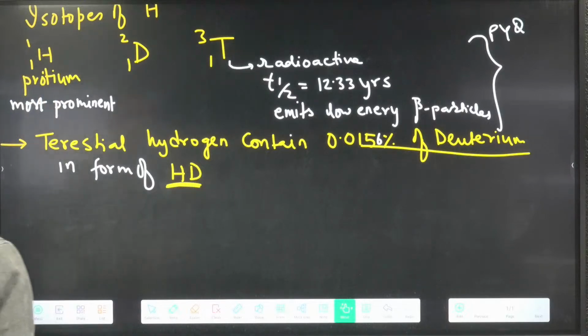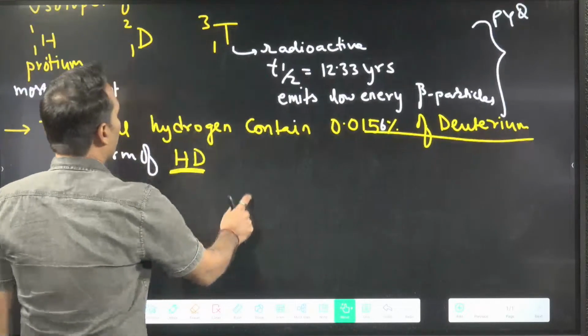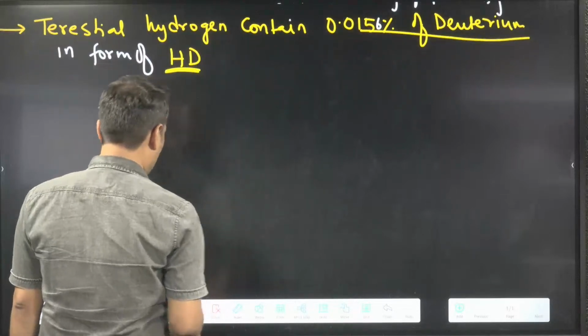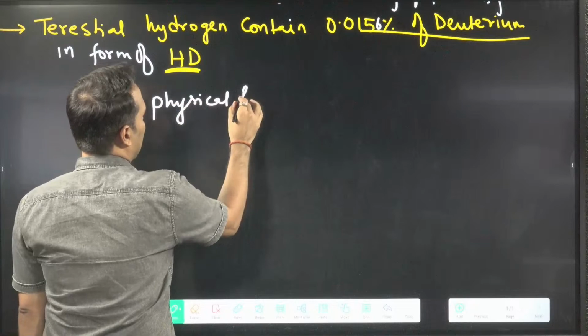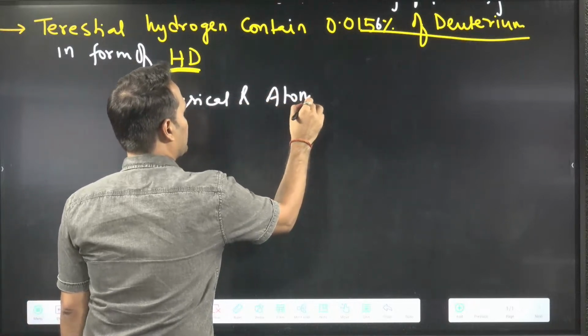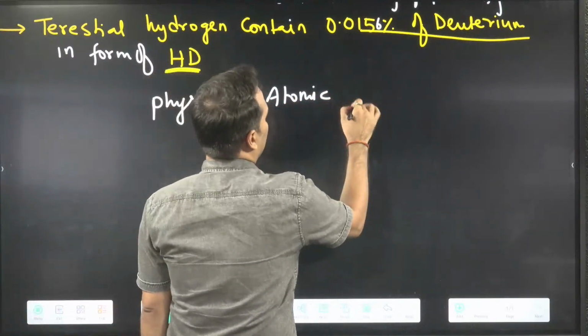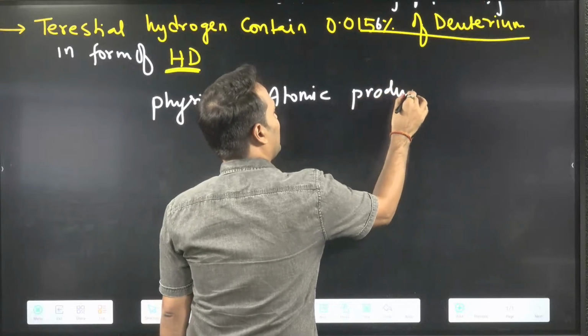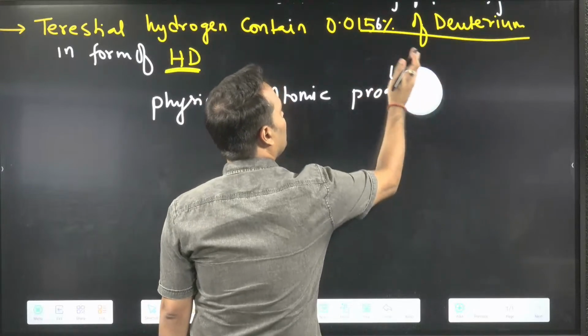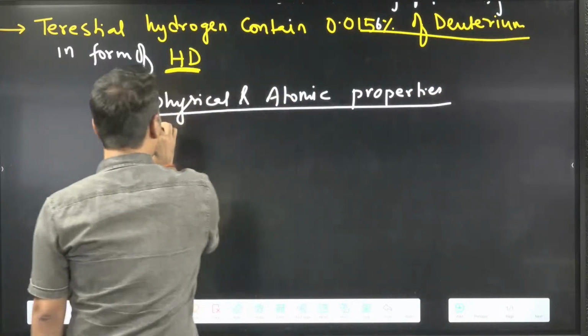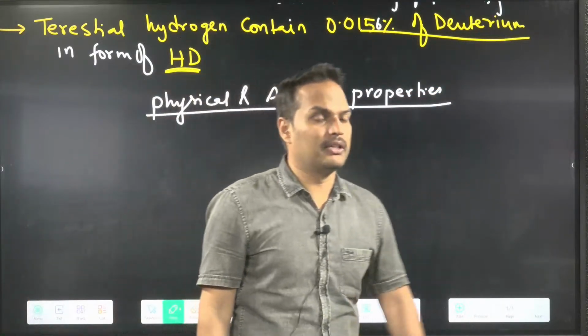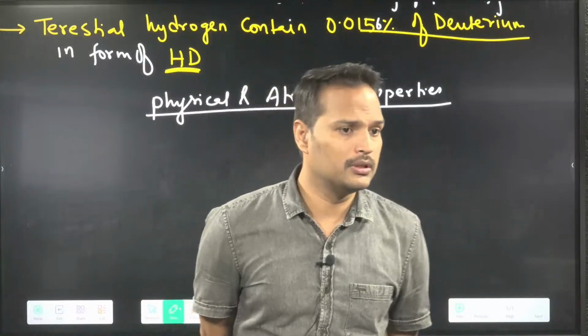Now come to the next point. They talk about physical and atomic properties. Now you will find a table in NCERT. Can you see the table? Okay. What we have to see from that table? They ask questions from that table also.